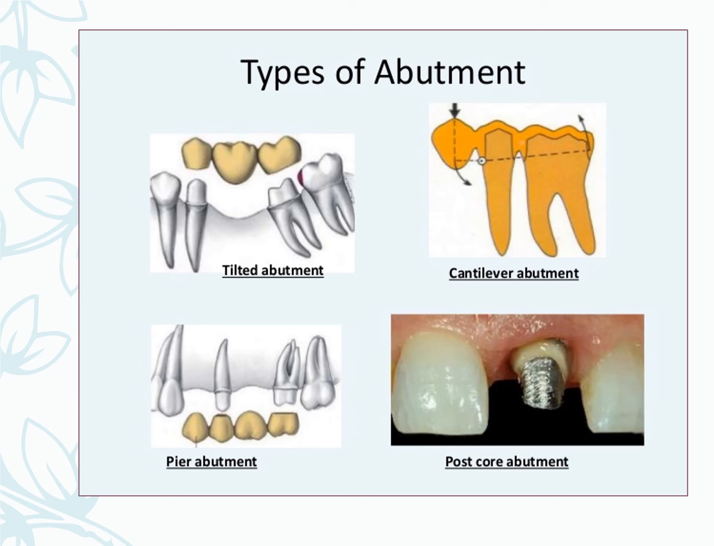Not only for a tilted abutment, for any fixed partial denture, when you are replacing more than one or two teeth, we have to ensure that there is parallelism between the teeth, and hence it allows a single path of insertion and removal. Next, coming to cantilever abutment.